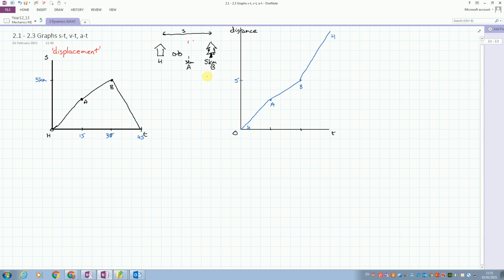So let's have a look at what we can say about places. Well, if I do the gradient of this line, or ds/dt, it is going to be the vertical distance, 3 kilometers, divided by 15 minutes, which is 1/5 of a kilometre per minute. It's not a usual unit. We normally use this in terms of parts of an hour.